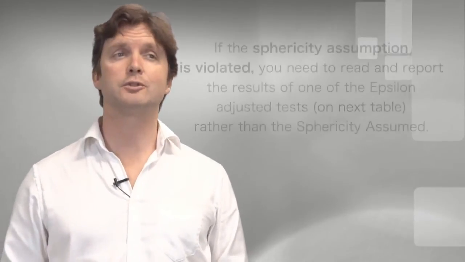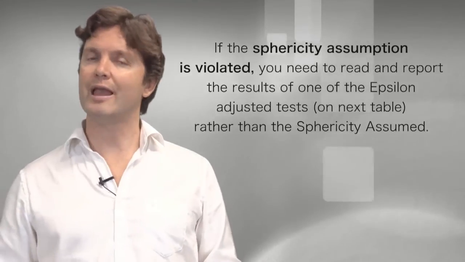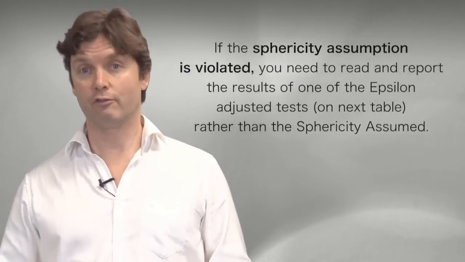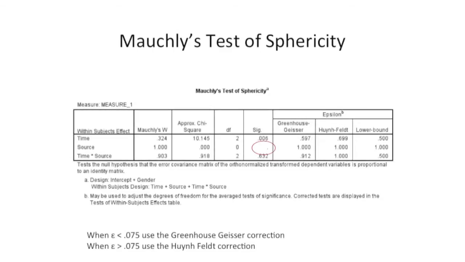Now you never have to do this in SPSS, as SPSS does all the hard work for you. So in practical terms, if the sphericity assumption is violated, you need to read and report the results of one of the epsilon adjusted tests on the next table, rather than sphericity assumed. Now you may also notice that there's a dot for the variable of source.